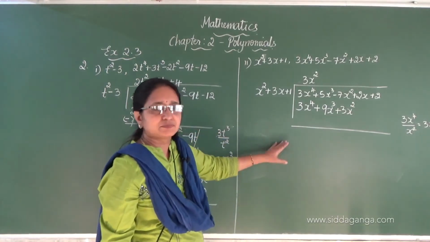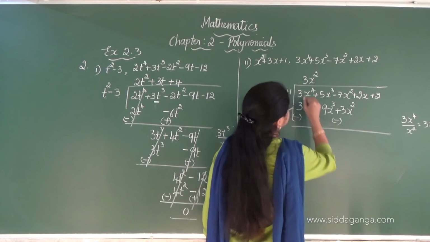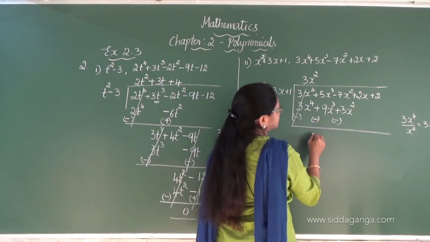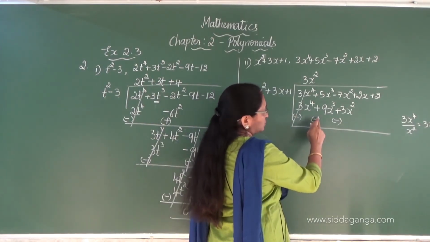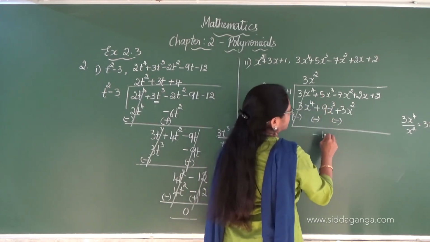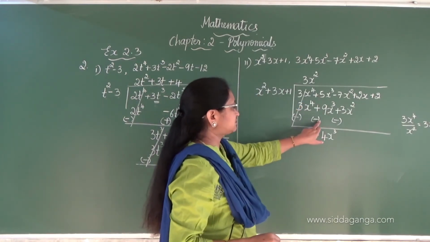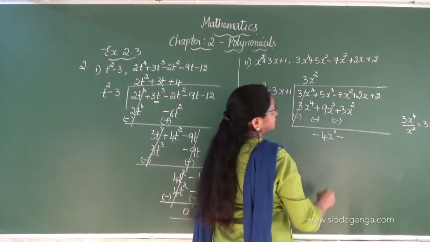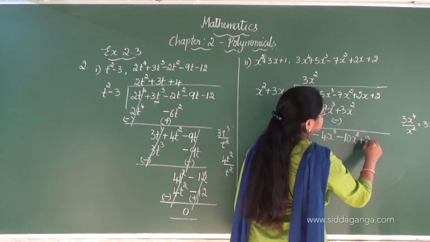Now, next step, you have to change the sign. Then, plus and minus. So, greater number sign is minus. Now you have to consider this sign, not this sign. So, minus 4x cube. You have to find out the difference because of plus and minus 9x square. So, next, both are minus. 7 plus 3, 10x square, plus 2x.